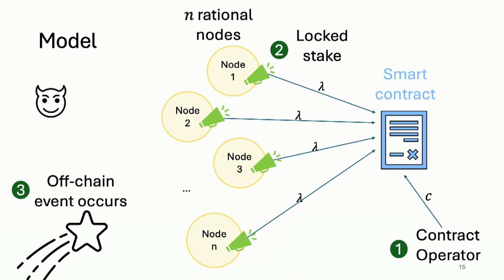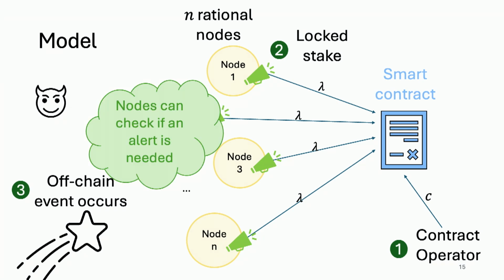And ideally, we want the smart contract to hear about it. Either all nodes or some of the nodes have to send this information. And here, and throughout the talk, we assume that nodes and basically anyone can check whether an alert is needed. Okay? Now, the question of how to do so is a different one, and we don't deal with that here.